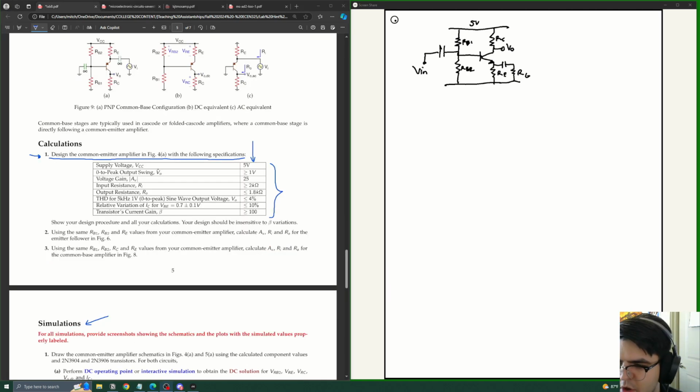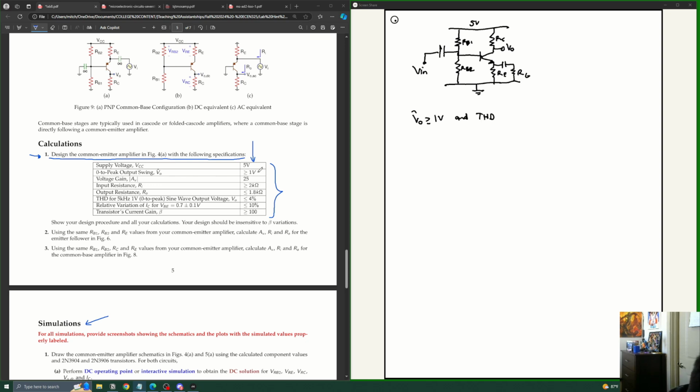So now I'm going to go over my personal design procedure. Usually what I like to do is address each of these specifications one by one and see what each of them means for our relationships. So let's start with the 0 to peak output swing. VO has to be greater than 1 volt, and we're also worried about the THD.